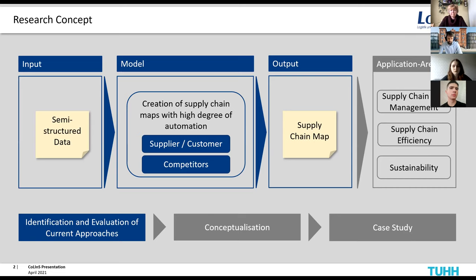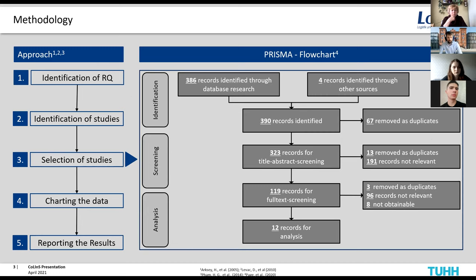And I have 3 phases, of which I will present the first today: the identification and evaluation of current approaches. I used a systematic literature review, and I brought with me today the study selection step, where we identified roughly 390 records, to be precise, which we drilled down in a two-stage screening process to 12 records, which we derived for further analysis.